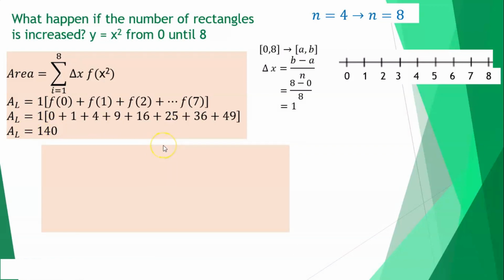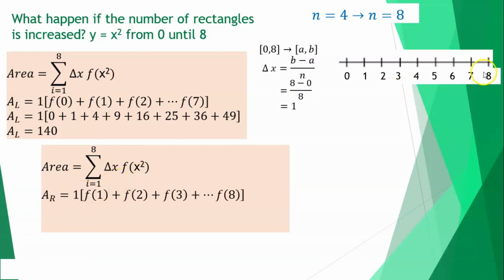Now, what about making use of the right Riemann sum? So, again, the same thing. So, that's the summation of width times f of x squared evaluated with i from 1 until 8. So, if we will start from the right, that would mean from 1 until 8 or 8 until 1. So, that's the right side way of identifying the right endpoints. So the same thing, 8 squared is 64 until 1 squared, which is 1. So adding all of this, the area making use of the right Riemann sums is 204.